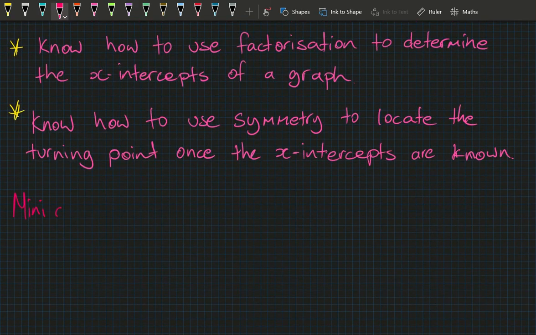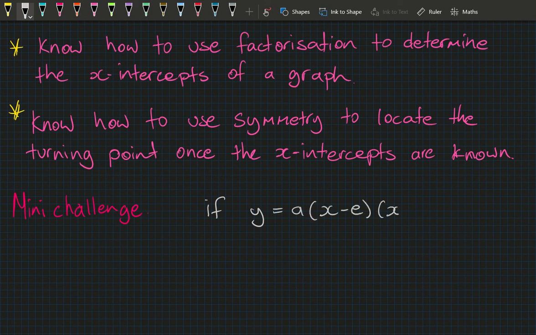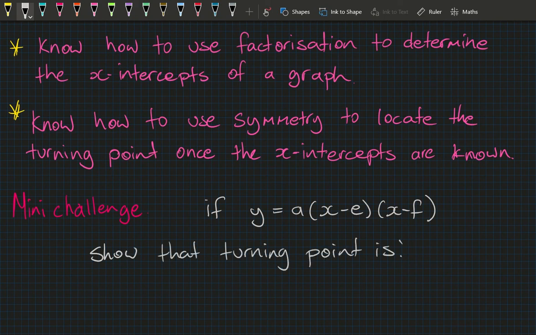But before we go, I do want to bring back a mini challenge. Okay, so here is the challenge. If we've got a rule where y is equal to a times (x minus e) times (x minus f), I want you to use your amazing algebra skills to show me that the turning point is (e plus f) on 2 for the x value and minus a on 4 multiplied by (e minus f) all squared for the y value. Okay, so that's a little point there.